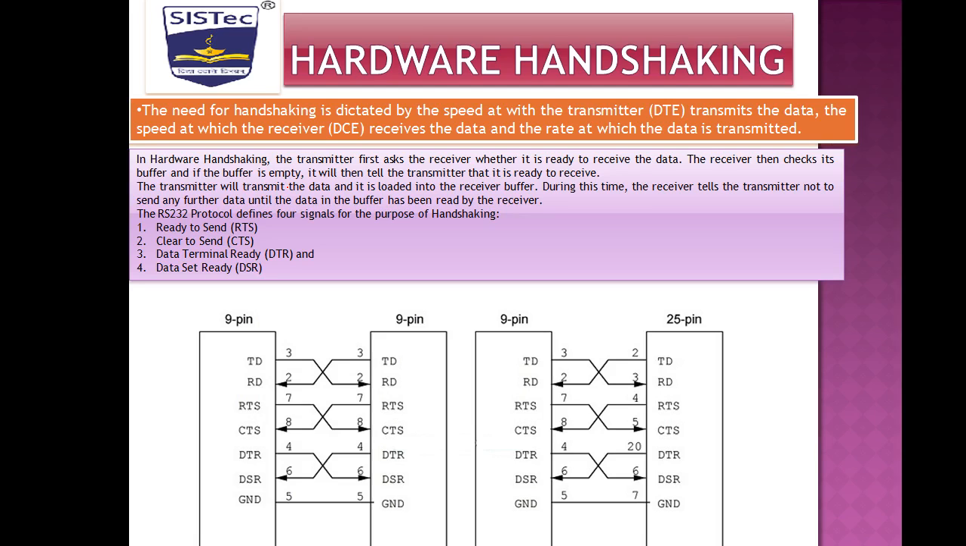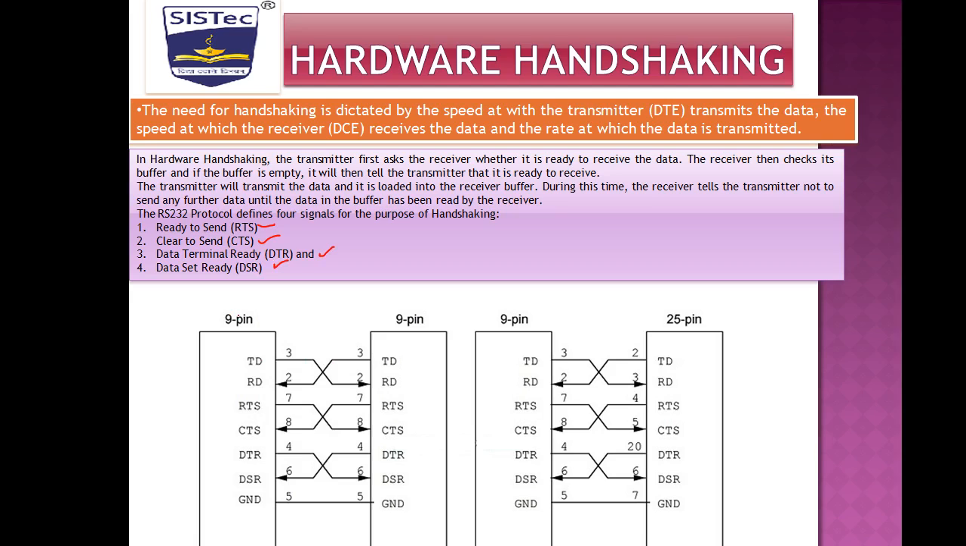The transmitter will transmit the data after that, and it is loaded into the receiver buffer. During this time, the receiver tells the transmitter not to send any further data until the data in the receiver buffer has been read by the receiver. This process is completed by 4 signals, that is Ready To Send (RTS), Clear To Send (CTS), Data Terminal Ready (DTR), and Data Set Ready (DSR).